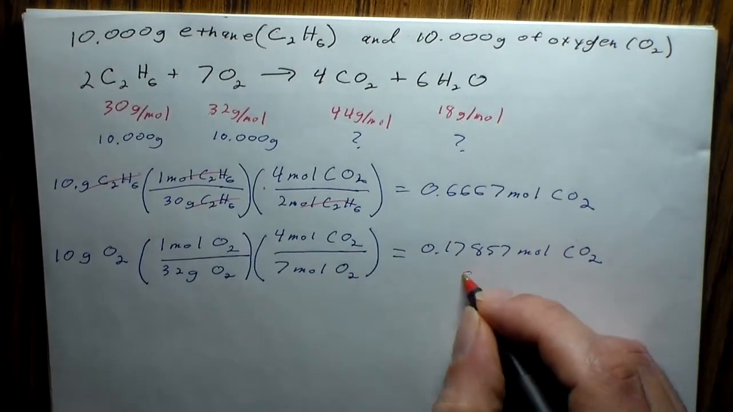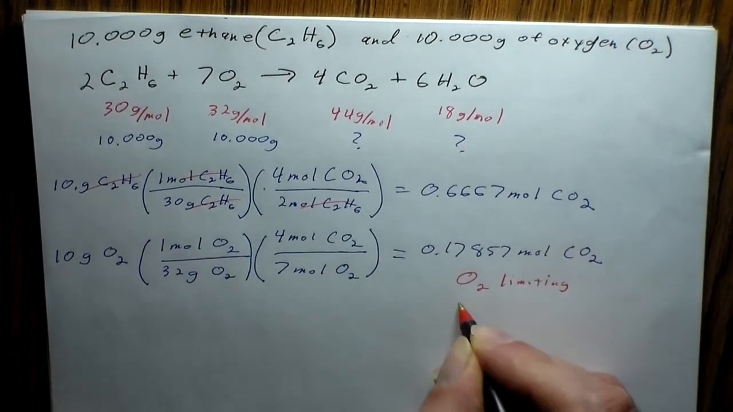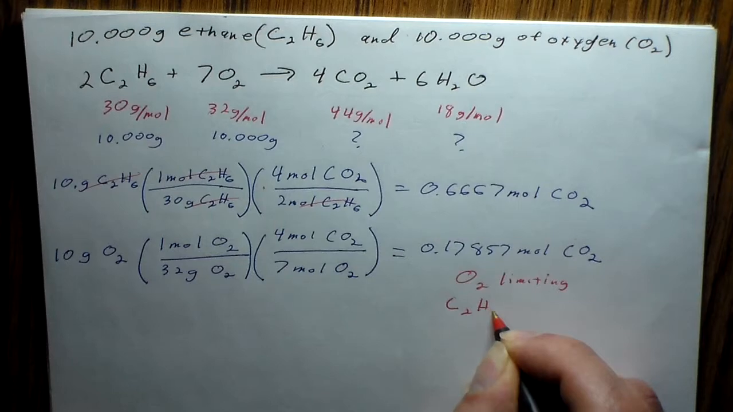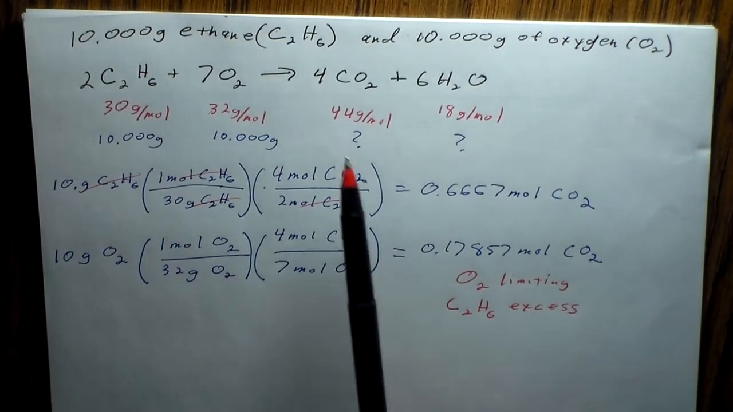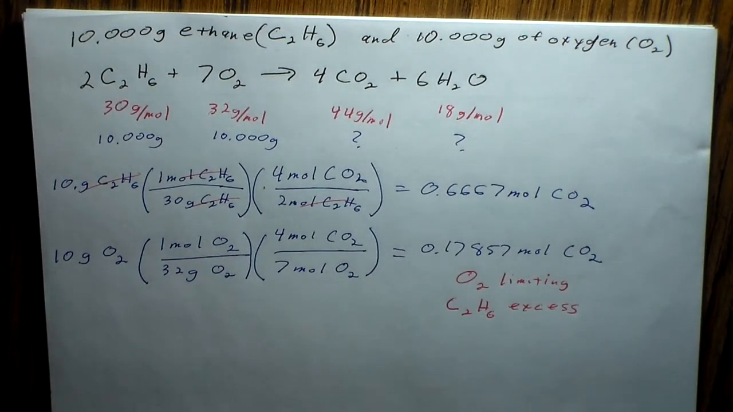So this means that my oxygen here is limiting, and my ethane is in excess. Now at this point we want to figure out how much carbon dioxide and water are going to be produced. And since we know the ethane is going to be in excess, we can also figure out how much of that ethane is actually going to remain at the end of this reaction.